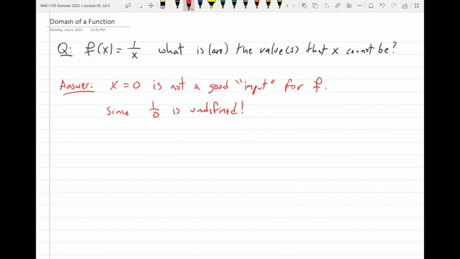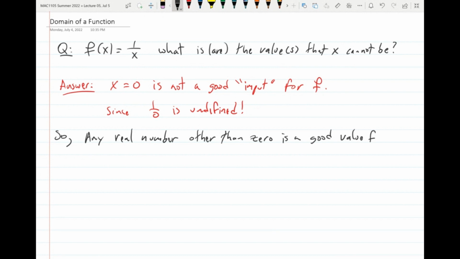Okay. So the domain of a function are the good values for the function. In other words, the values of x that you're allowed to plug in. That's what the domain is. But to find it, we usually ask the other question. What is not good? In other words, what is not in the domain? Okay? Like in this case, x equals 0 is not a good value, so any real number other than 0 is a good value for x.